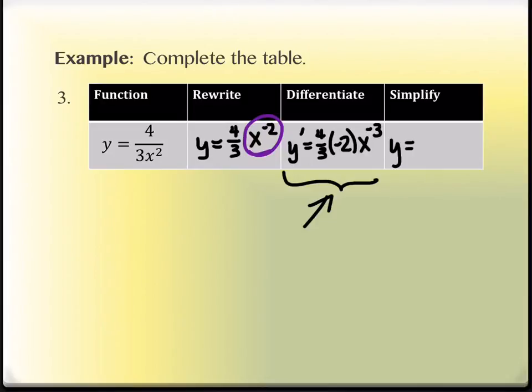These two constants here at the beginning, the 4/3 and the -2, those can be combined. What would those give me? Negative 8/3. And then I've got x to the -3, but I don't want negative exponents. So where will I put that? Back on the bottom with the 3, and I'll make it x cubed. This is how the final version of this should look.